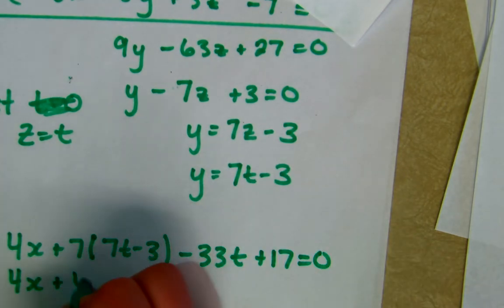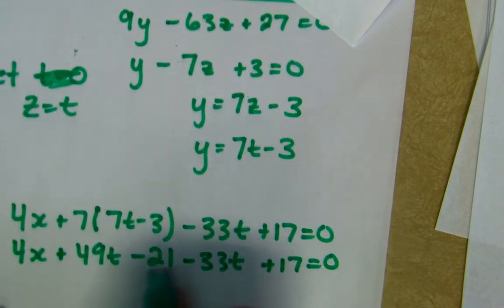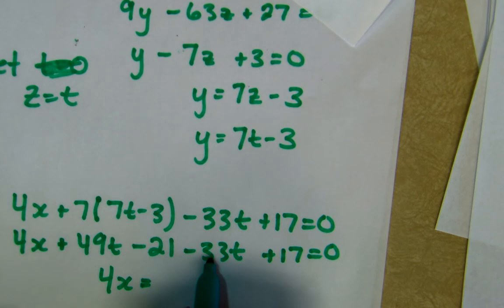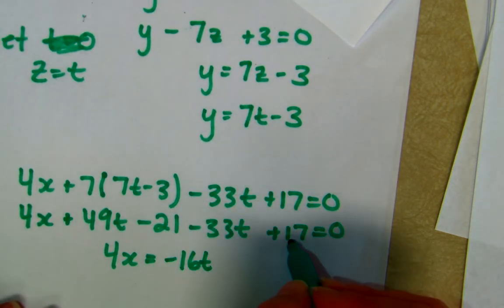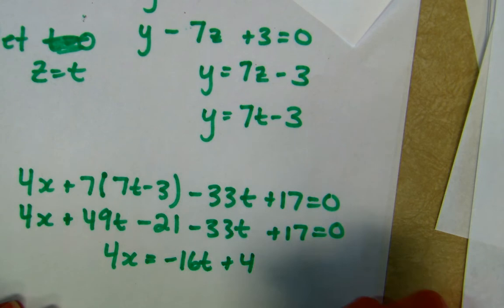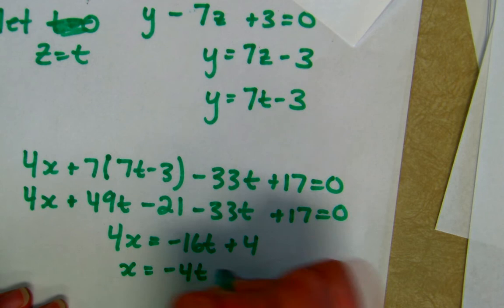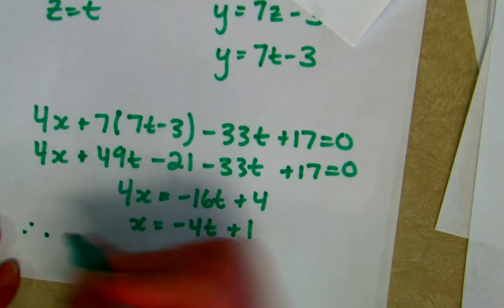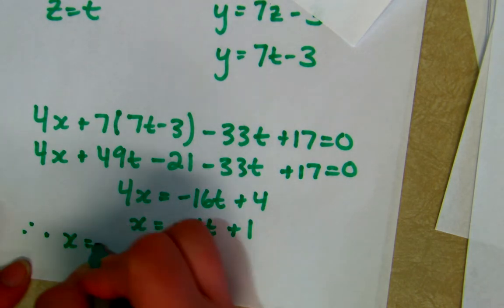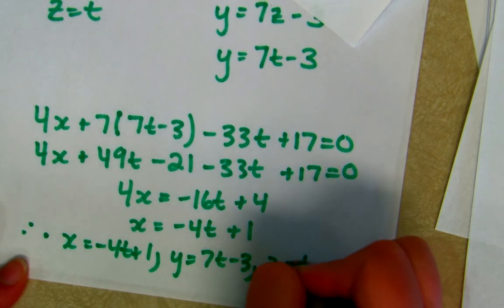And I'm just going to work to isolate this for x. So 4x equals 49t, subtract 33t is going to be 16t. When I bring it over to the other side, it's going to be negative 16t. Negative 21 plus 17 is negative 4. When I move it to the other side, it's going to become positive 4. And in this case, everything is divisible by 4. So my solution becomes negative 4t plus 1. So therefore, they intersect and align, and the solution to the system is x equals negative 4t plus 1, y equals 7t minus 3, and z equals t.